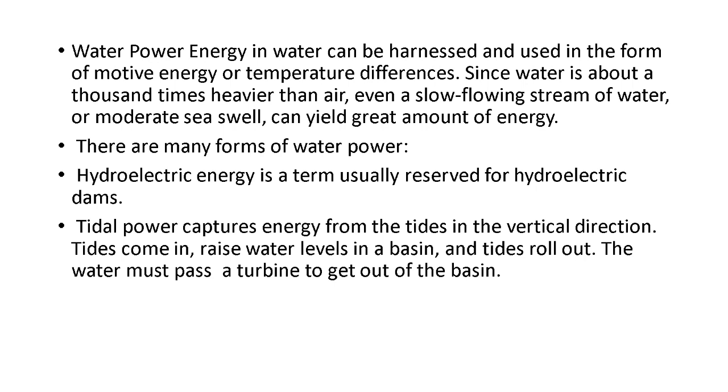So there are many forms of water power. One is hydroelectric energy, a term usually reserved for hydroelectric dams. Another is tidal energy: tidal power captures energy from the tides in the vertical direction. That means the tide comes in, the water rises in the basin, and then the tide rolls out. By this movement of water, the turbines are moving as the water passes through the turbine to get out of the basin. If the basin is a river delta, then silt will block the turbine. That is the main issue with tidal energy.